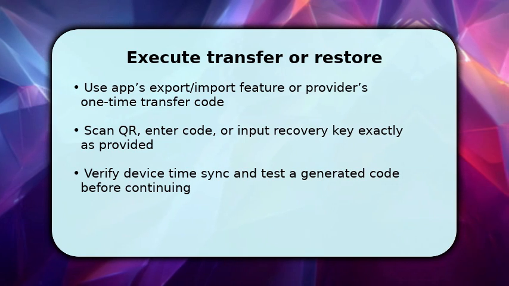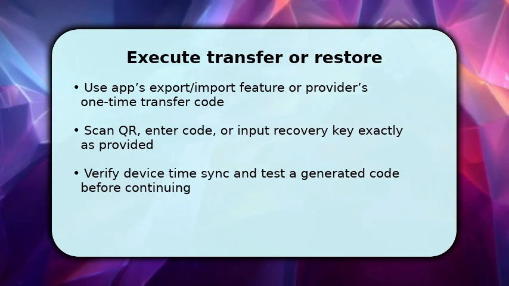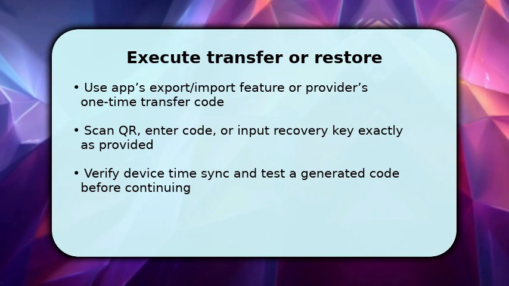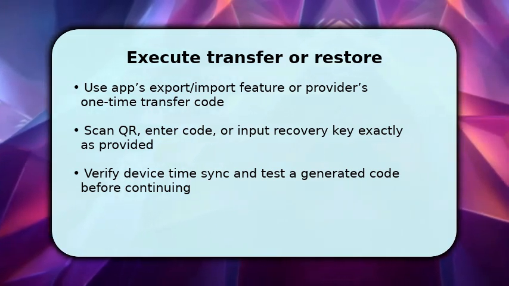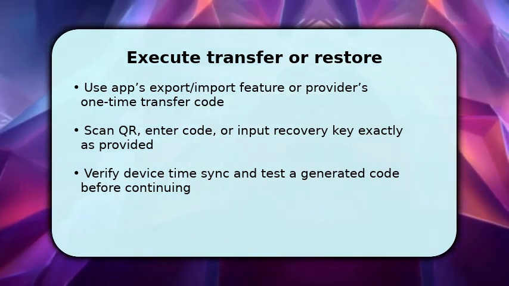Make sure your phone's clock is set to automatic network time to keep codes valid. After adding the account, generate a code and use it to verify the new device. This confirms the authenticator and prevents lockout.